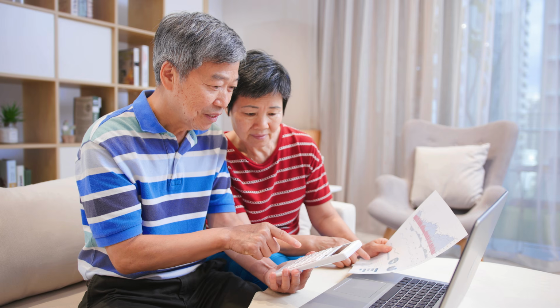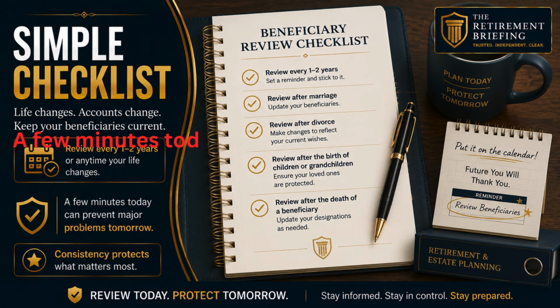Beneficiary Review Checklist. We've discussed what beneficiary designations are, how they can affect the transfer of assets, the mistakes that often occur, and the accounts that deserve attention. Now let's bring everything together with a practical beneficiary review checklist. First, schedule periodic reviews. Beneficiary designations should not be treated as a one-time task completed when an account is opened. A review every year or two can help ensure your instructions remain accurate and aligned with your current wishes.